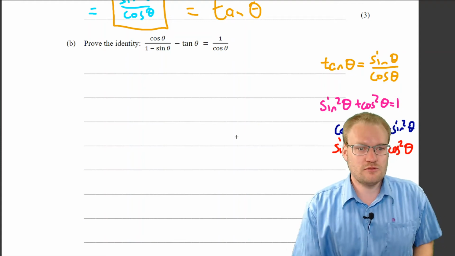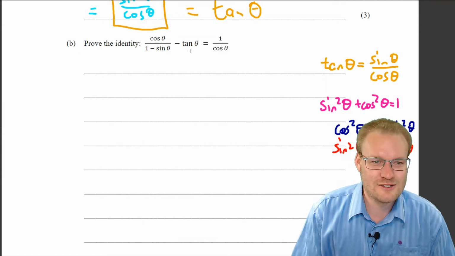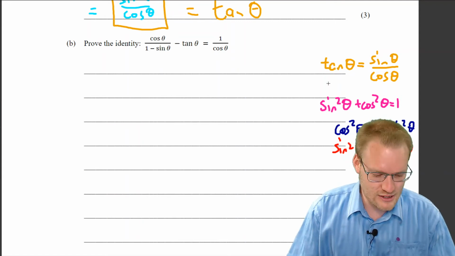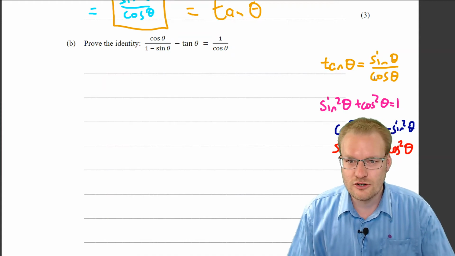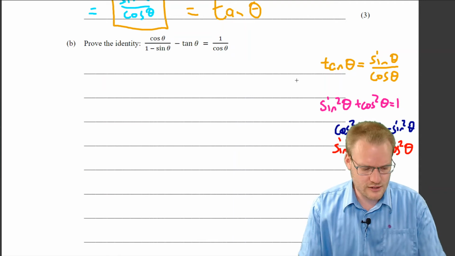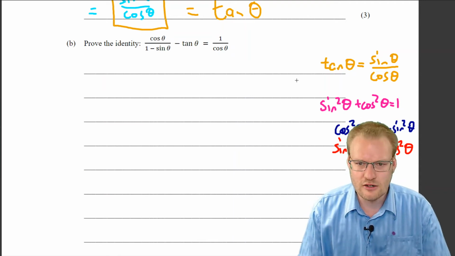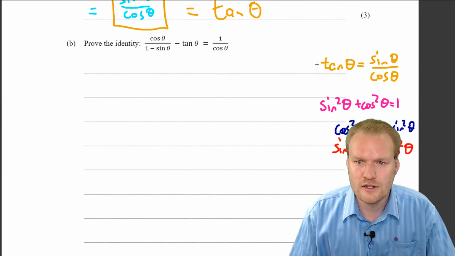Right, so we've got more proving of identities and more fun. Here we've got this, and I've already jotted down the identities that we need to show over here. I'll just run through them quickly. Our first one, if we look at it quite carefully, is tan theta equals sine theta over cos theta.